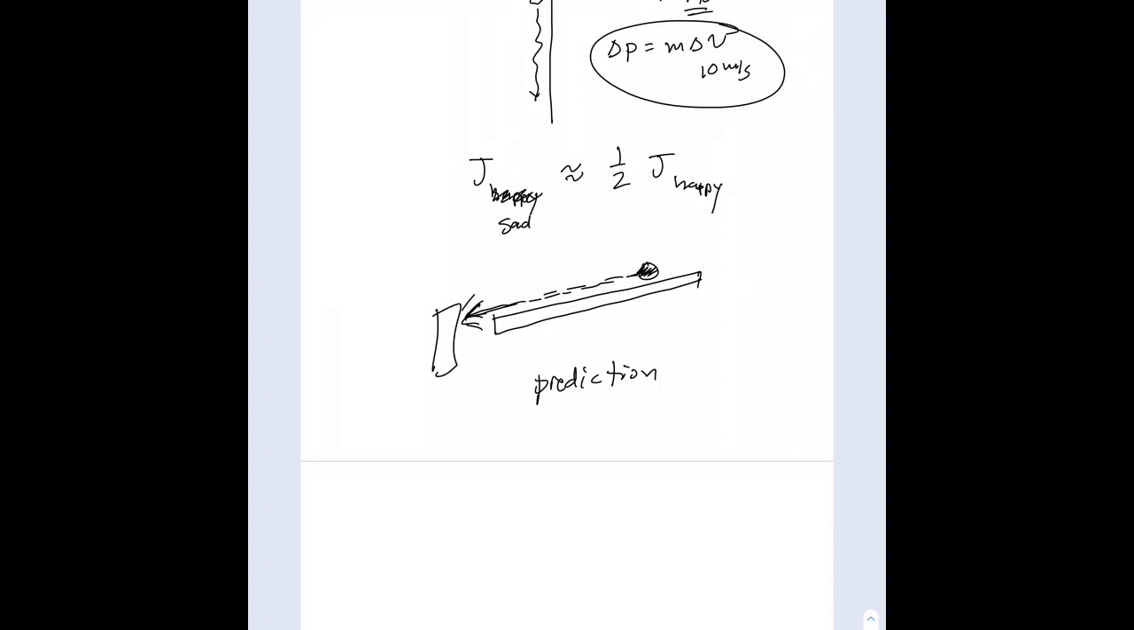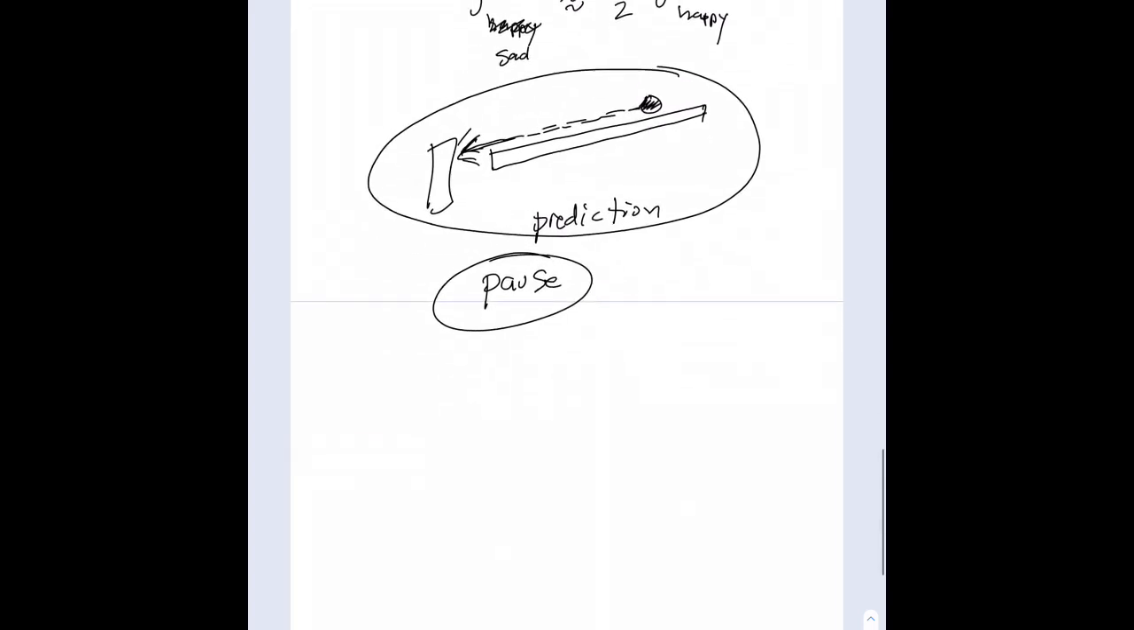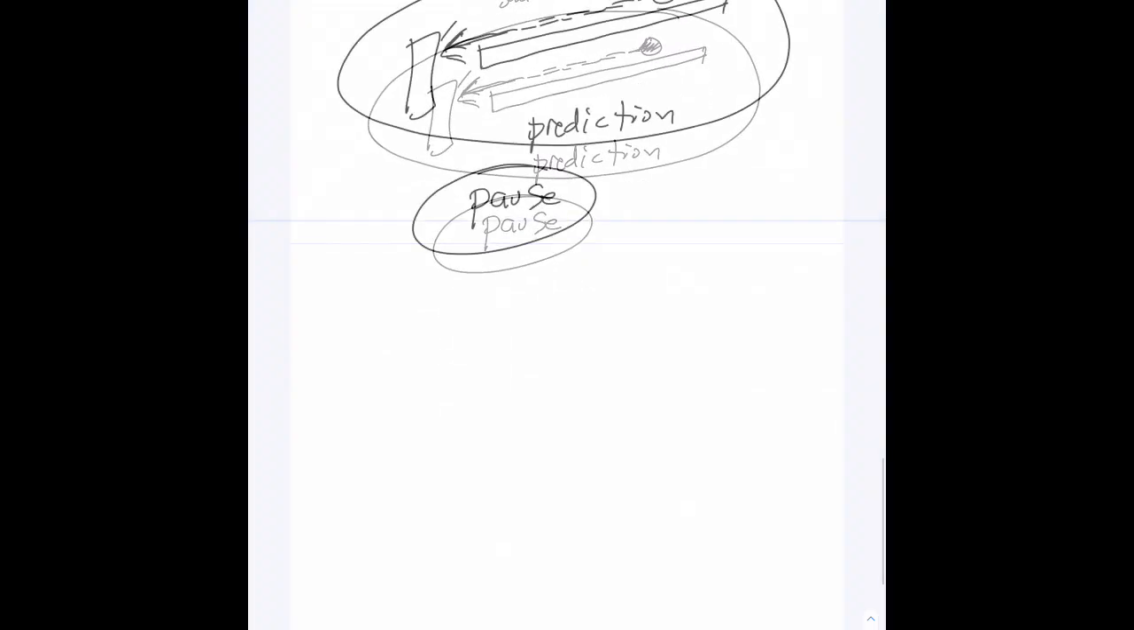Okay, did you make your prediction? How about this? Press pause on this video and take a look at it. Watch the video where I roll the happy and sad ball down the ramp and see what happens. I'll give you a moment to hit pause and see what the outcome is. Okay, so were you right? Did your prediction match your observations?